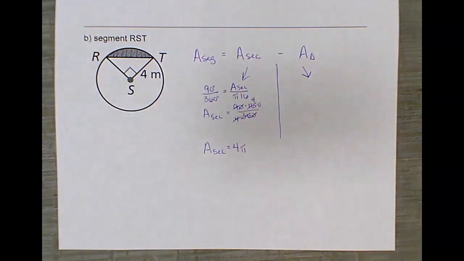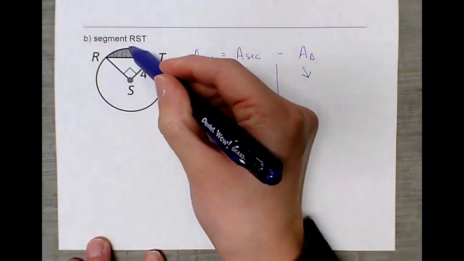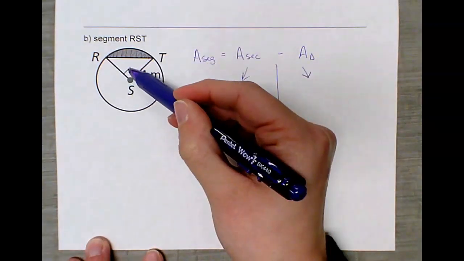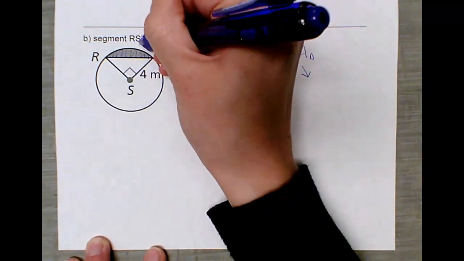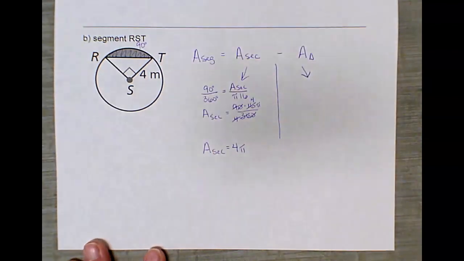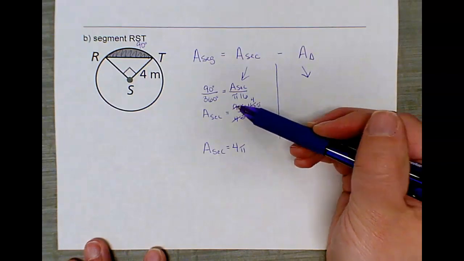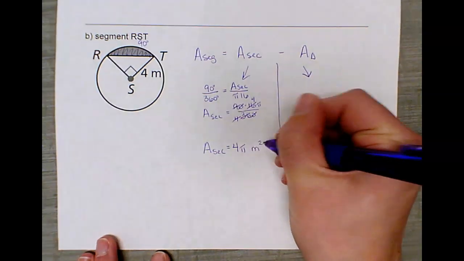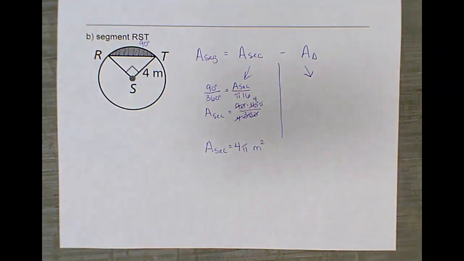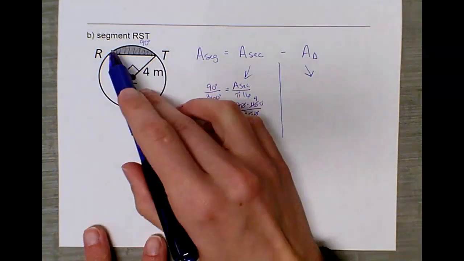You might notice that your measure of arc RT is missing, but you have the measure of the central angle, which happens to be the same as the measure of that intercepted arc. So if this is 90 degrees, then arc RT also has a measure of 90 degrees. When you simplify, you can cancel out your zeros. 9 and 36 are both divisible by 9. 16 and 4 are both divisible by 4, so your area of the sector is 4 pi, and we're measuring in meters squared.